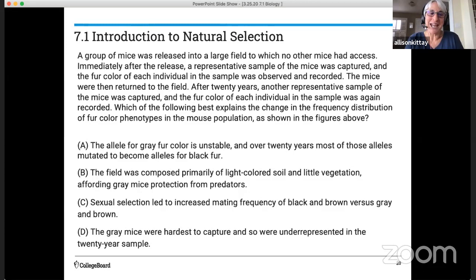So let's read them. Choice A, the allele for gray fur color is unstable, and over 20 years, most of those alleles mutated to become alleles for black fur. Choice B, the field was composed primarily of light-colored soil and little vegetation, affording gray mice protection from predators. Choice C, sexual selection led to increased mating frequency of black and brown versus gray and brown. And choice D, the gray mice were the hardest to capture and so were underrepresented in the 20-year sample. So I hope that you selected choice B, that because there was primarily light-colored soil, the gray mice had protection from predators.